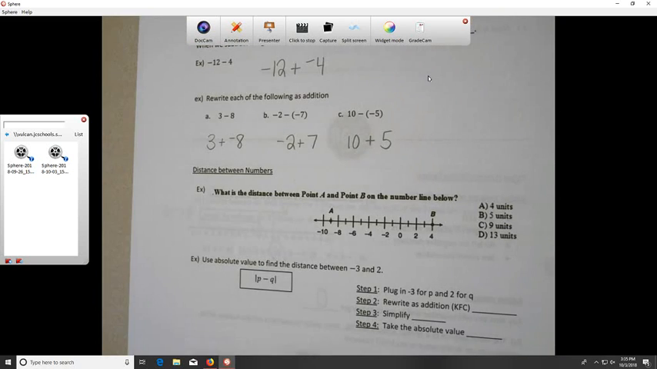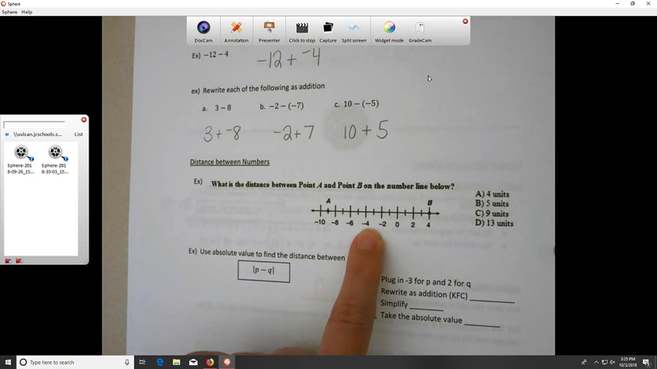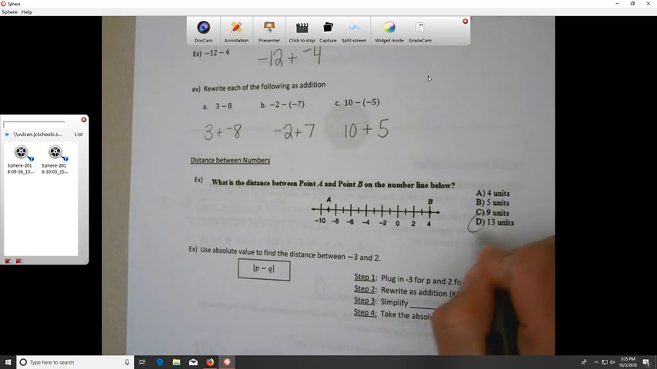Next question here is talking about the distance between numbers on the number line. So here, this is really just a gimme kind of question. You just need to count how many spaces between A and B. Alright, so that's going to give you choice D, 13 units.